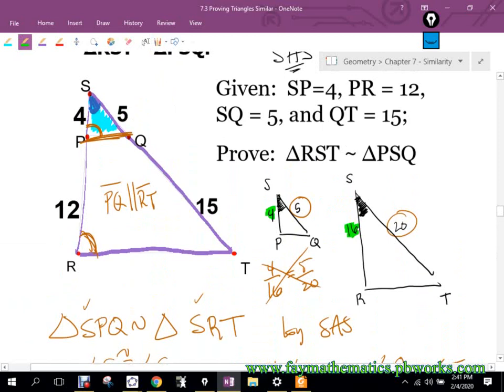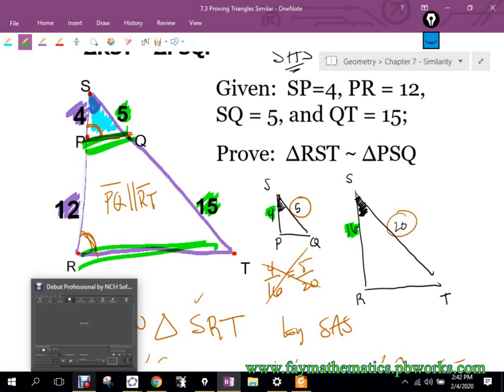Just kind of maybe doing that real quick. What that will lead us to, what is 4 compared to 12? What's that reduced to? 1/3, right? What's 5 compared to 15 reduced to? 1/3, right? Okay? And that comparison is because we know that those are parallel. Okay?